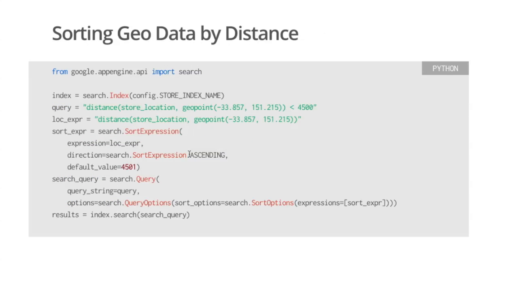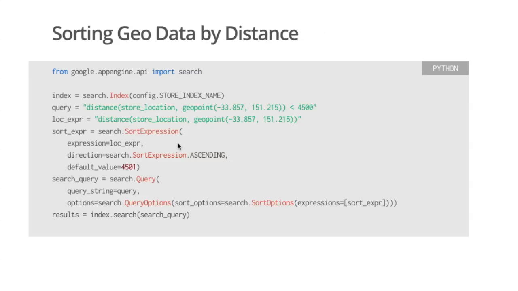Getting all stores within a given distance is nice, but what would be even better is if we could sort them by how far we need to walk or drive. This can be done by adding a sort expression. Again, assume that the user is browsing store locations from Sydney Opera House. The query that finds the stores within 4.5 kilometers and sorts them by the distance from the user would look as follows. The query string remains the same.